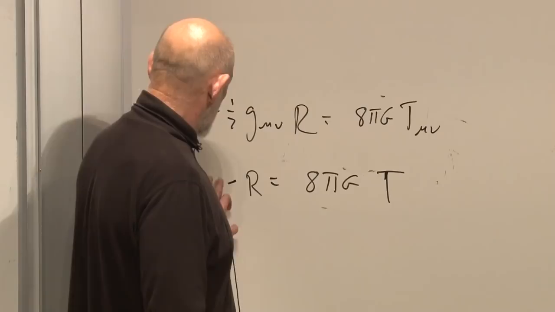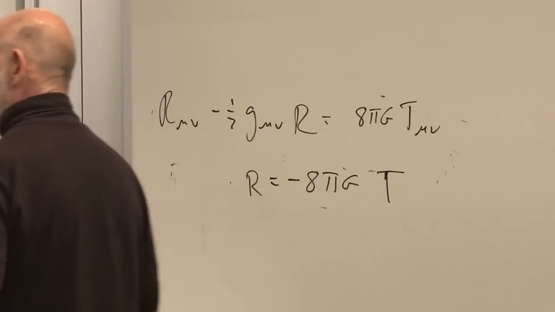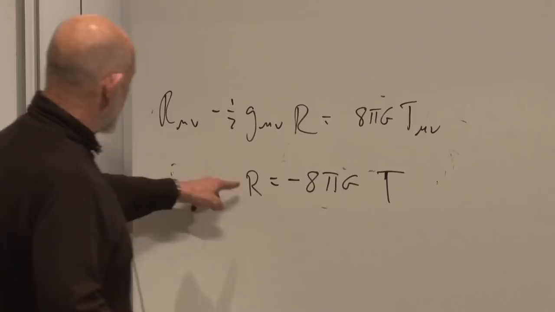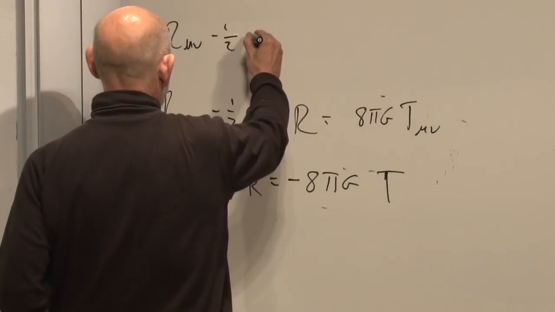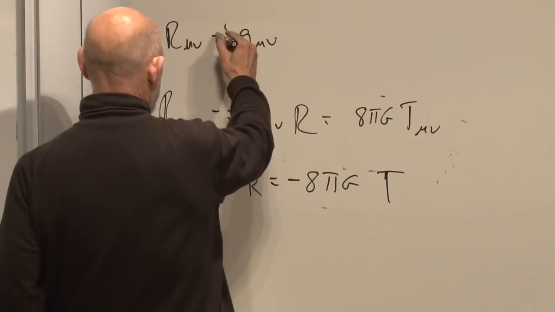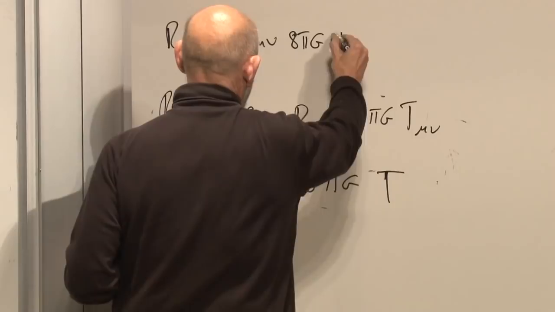So what do we have? We have R is equal to minus 8 pi G T, and now we can put that back into the Einstein equations. Put this back, we get R mu nu minus 1 half g mu nu times R, which is plus 8 pi G T, equals 8 pi G T mu nu.